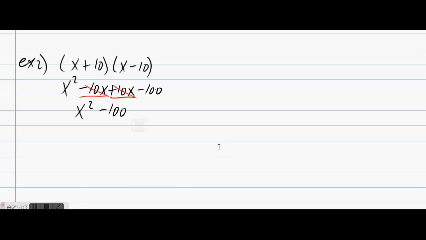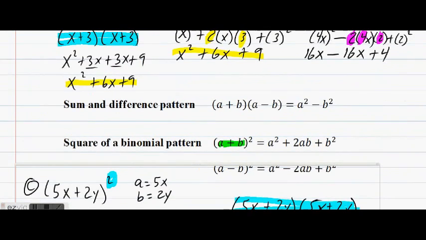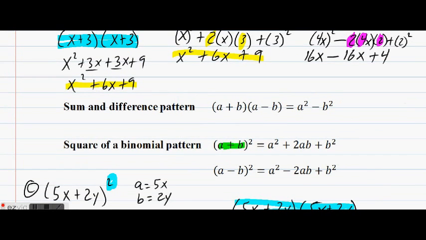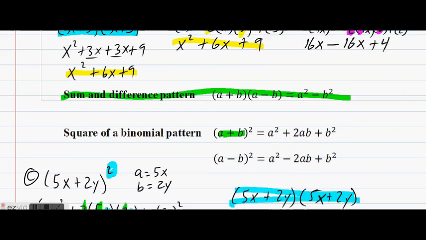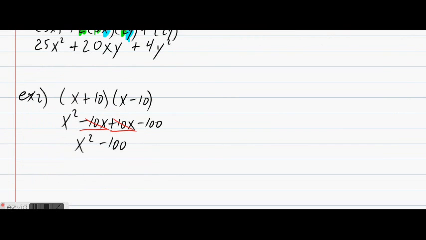Alright, but if you recognize the pattern, so recall from, hopefully you wrote these down for yourself, so then you recognize the sum and difference pattern. A plus b, a minus b just gives us whatever a is, you square it, minus whatever b is, you square it. So let's go down to the problem again. I want to do the same exact problem, showing you the sum and difference pattern. And I don't care if you don't remember the name of it.